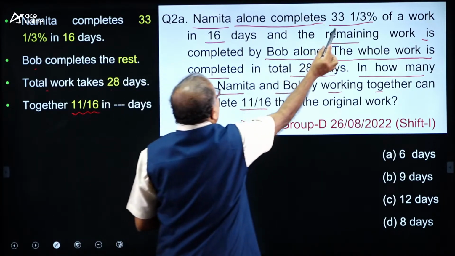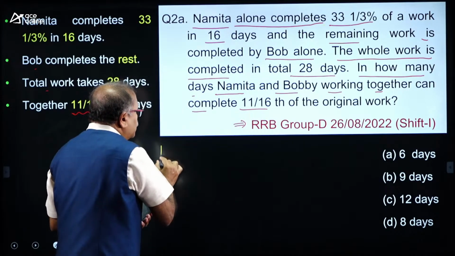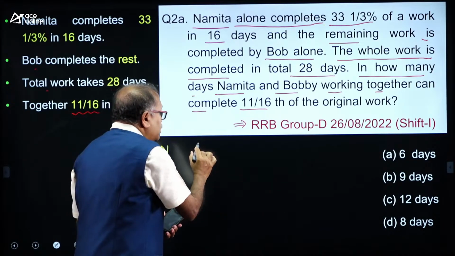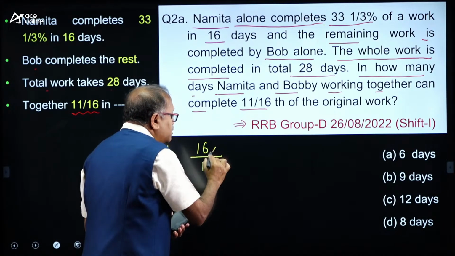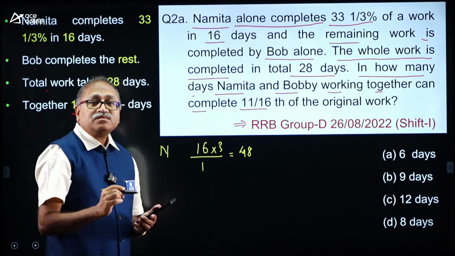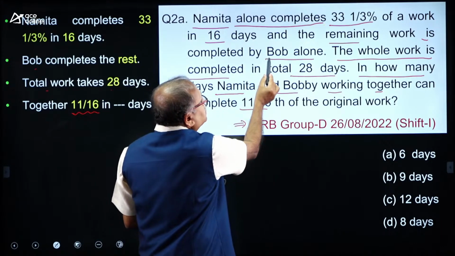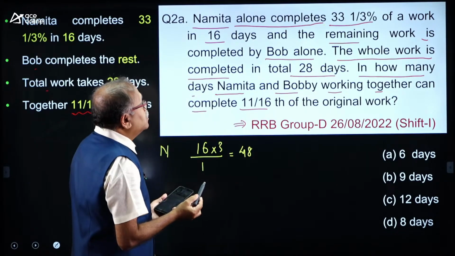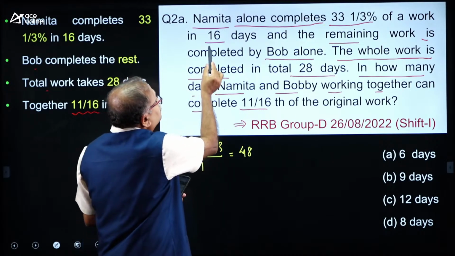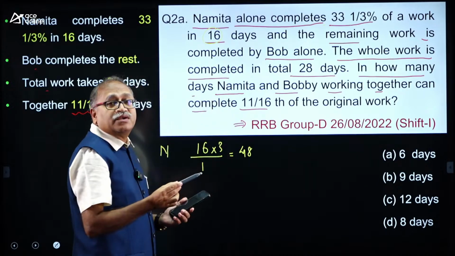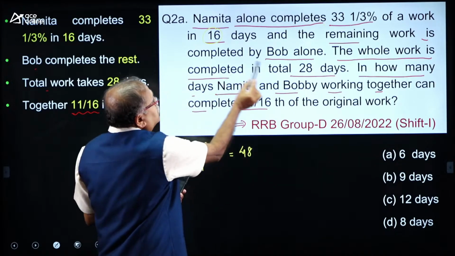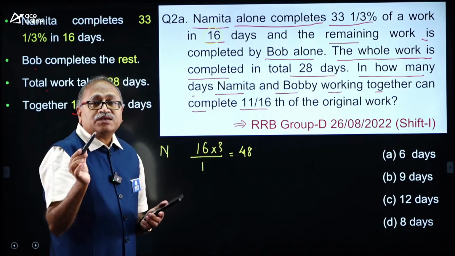Now, if Namita does 1/3 of the work in 16 days, then one work in how many days? 16 divided by 1/3. So, that means Namita can complete one work in 48 days. Okay. And we know that B has completed the remaining work, and the total work is completed in 28 days. So, out of the total work, I will take out these 16 days. So, the remaining 2/3 of the work B has completed in 28 minus 16, that is 12 days.